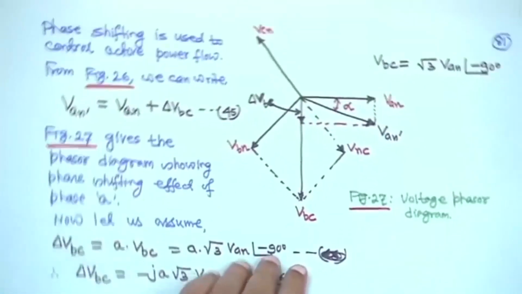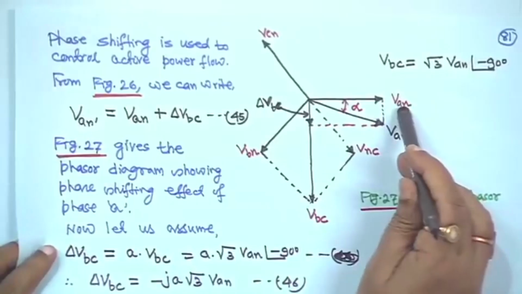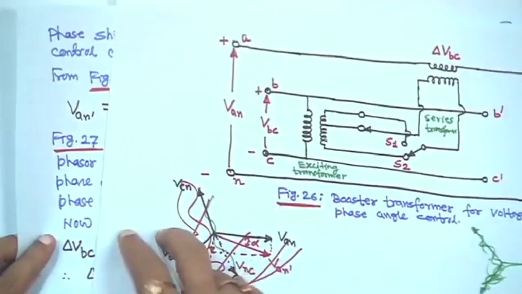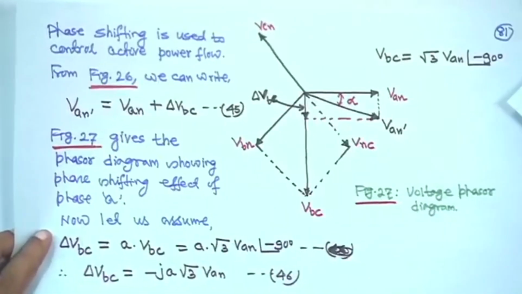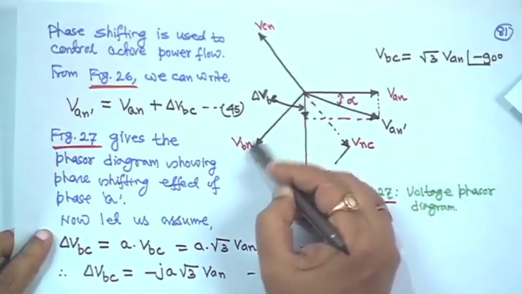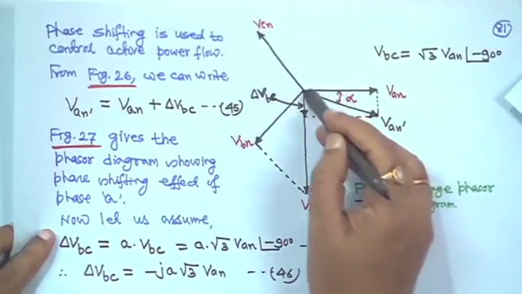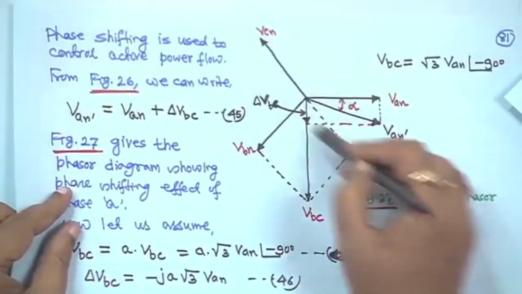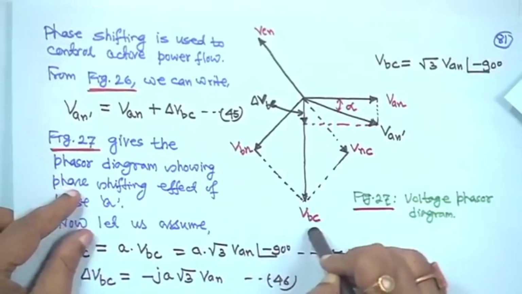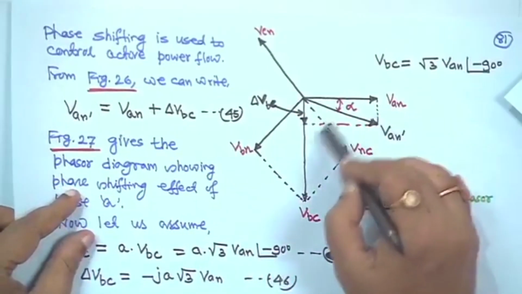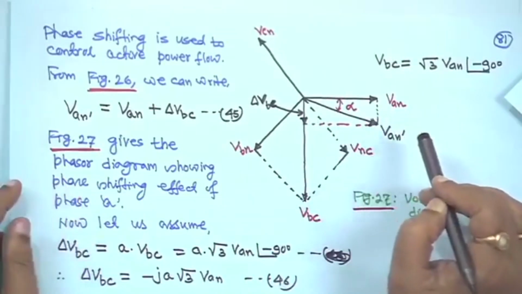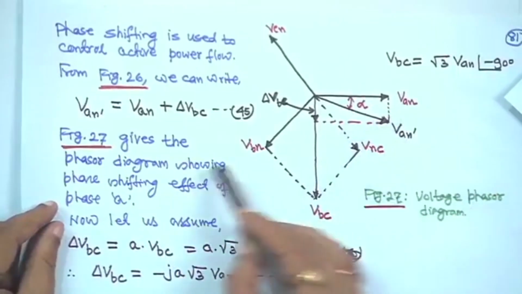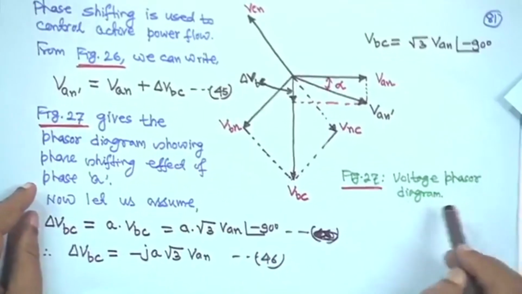Before telling anything, you consider Van as your reference phasor, that is this one. Then if this is Van, this is Vbn and this is Vcn, with 120 degree phase shift. So, this is Vcn, that means this is Vnc, this is Vbn, and the resultant is Vbc. So, Vbc is lagging 90 degree from Van. Now, figure 27, this one, gives the voltage phasor diagram. Now, this is An.